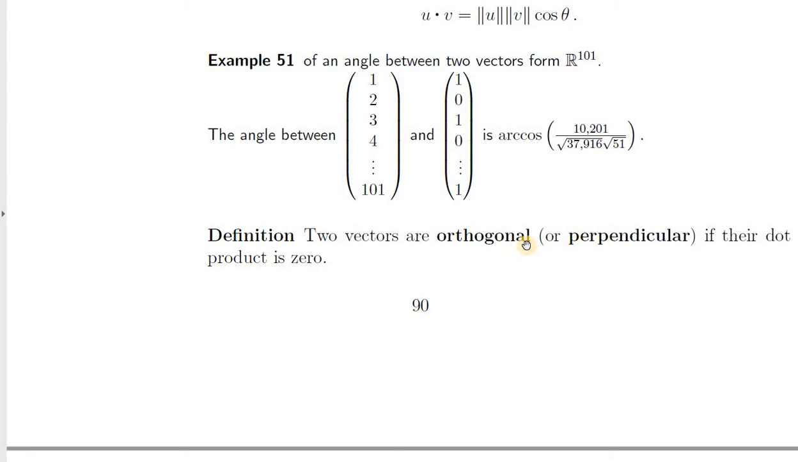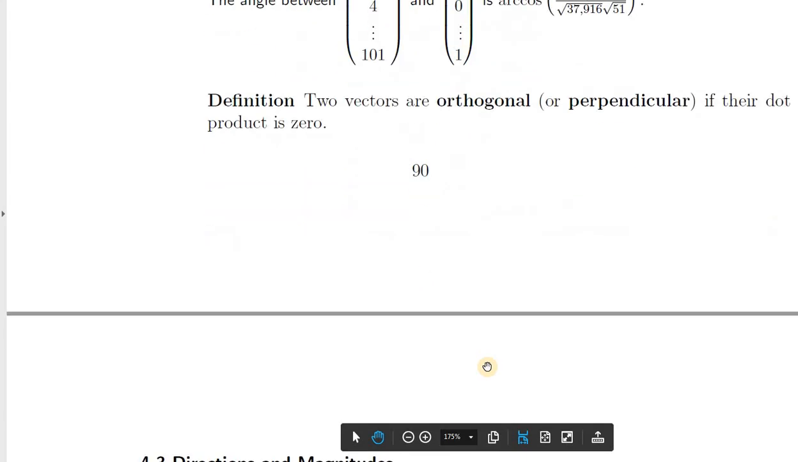Now, in 2 and 3 dimensions, we have a notion of perpendicularity or orthogonality. We know that two vectors are orthogonal if the angle between them is 90 degrees. Cosine of 90 is 0. So in 2 or 3 dimensions, if I have two vectors that are perpendicular, then their dot product is 0. You can verify that with (1, 0) and (0, 1). If you take the dot product of those two vectors, you'll find that the dot product is 0.